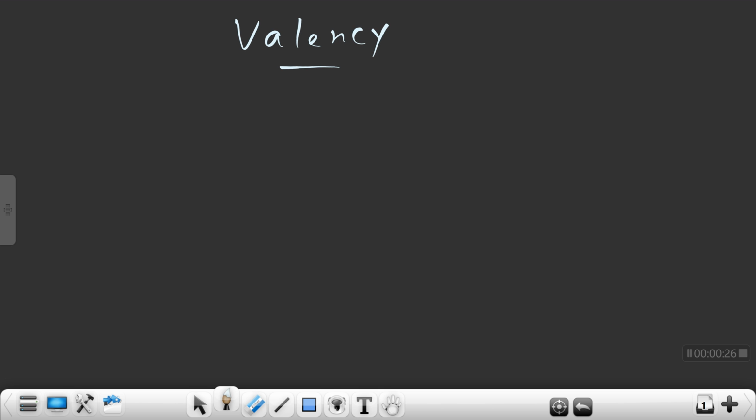Valency means combining capacity of elements. That is the definition you have studied in the previous classes. Now there are two more definitions also.